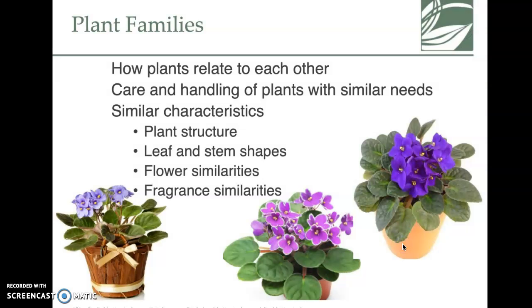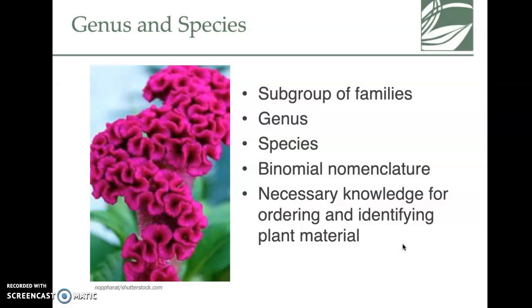And then we talk about plant families. Typically with plant families, these are plants that are really similar to each other. They have similar needs, similar characteristics. So if you hear someone say, oh, it's in the Brassica family, they're talking about a group of plants that have similar needs. They have typically the same structure, stem and leaf shapes, similar flowers, and fragrance similarities.